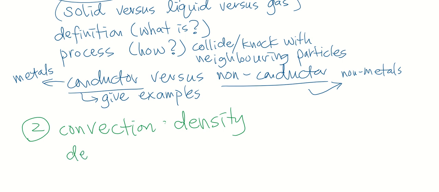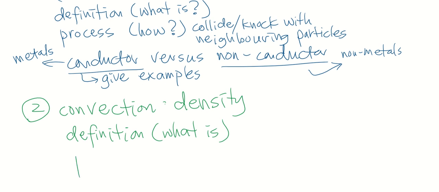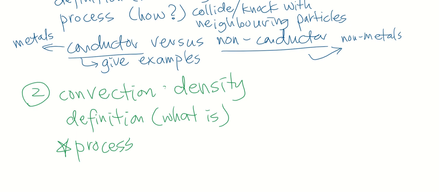Convection, you need to know about the definition, which is again, what is convection? You need to know the process. Now, this process for convection is a very common or popular question that teachers like to set, because I can easily set 3 marks out of this. So can you all still recall what is the process? How do we describe what is convection, or how is convection carried out? Anyone?